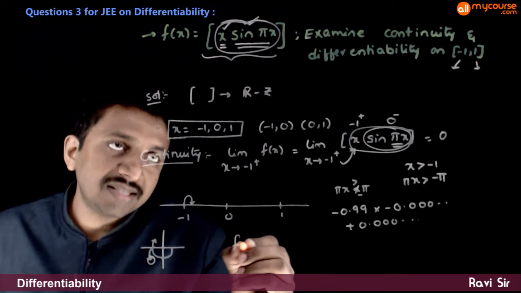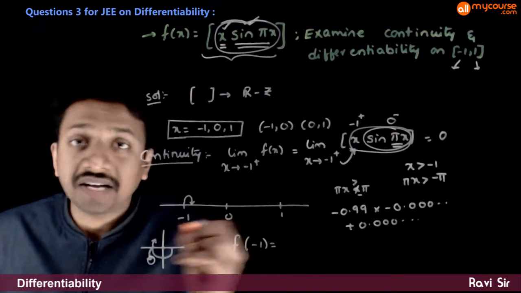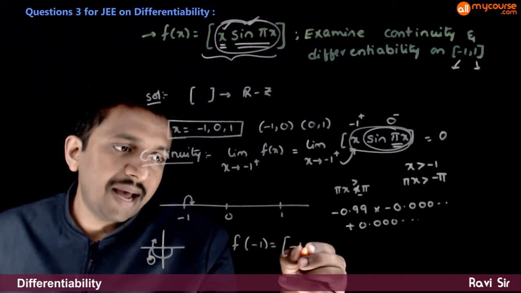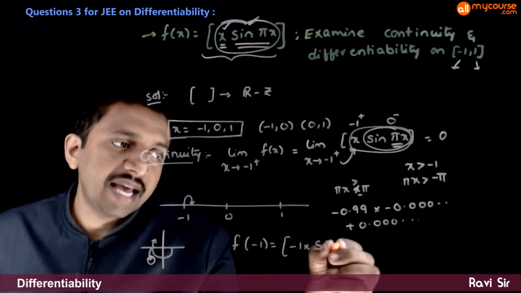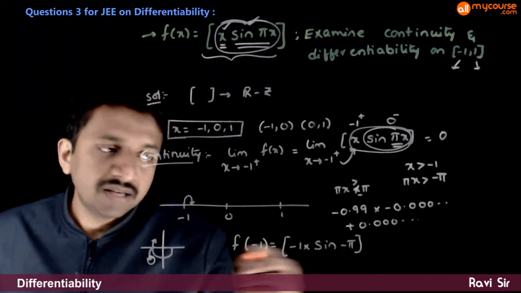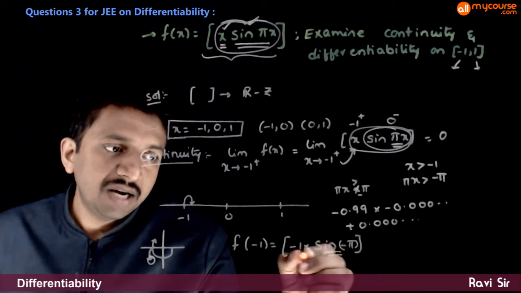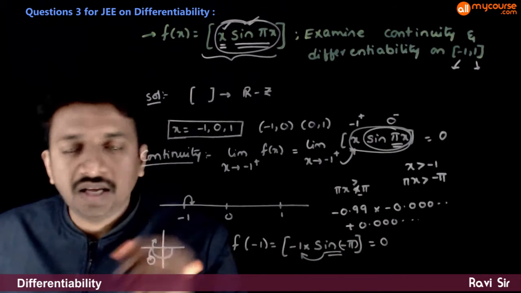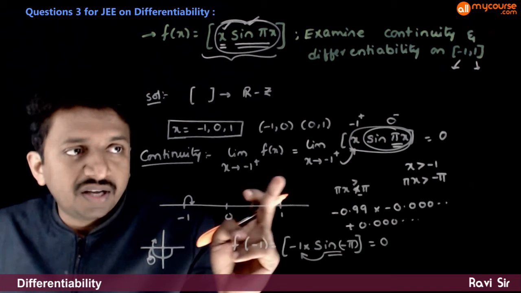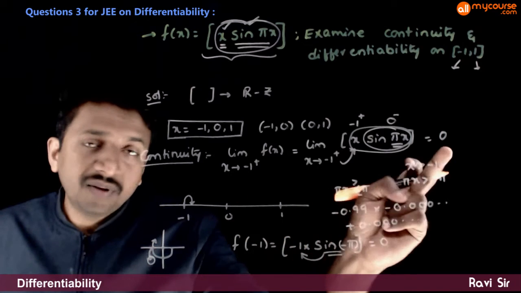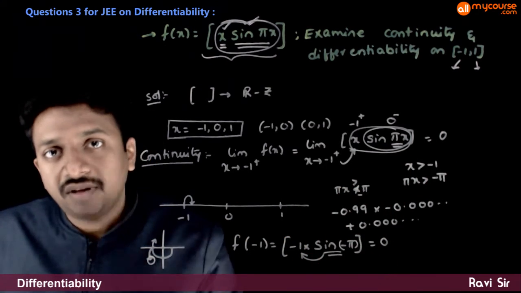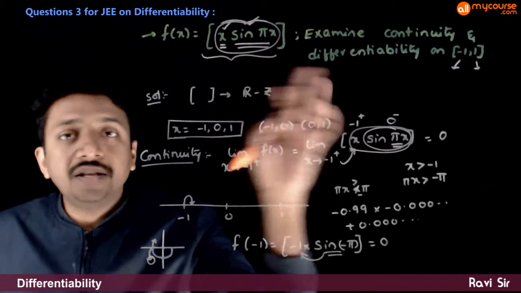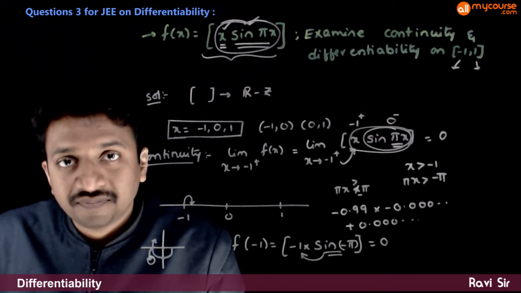And what is f of minus 1? What is the functional value at minus 1? You just need to put minus 1 here: minus 1 into sine of minus pi. Sine minus pi is 0, times minus 1 is 0. The integer part of 0 is exactly equal to 0. So the right limit is 0 and the functional value is also equal to 0. Hence, the function is right continuous at x is equal to minus 1.